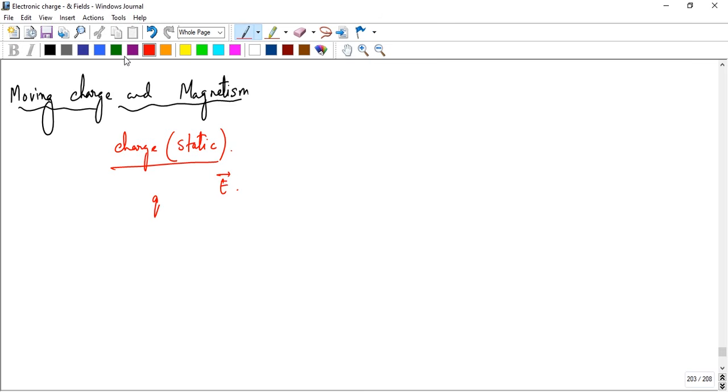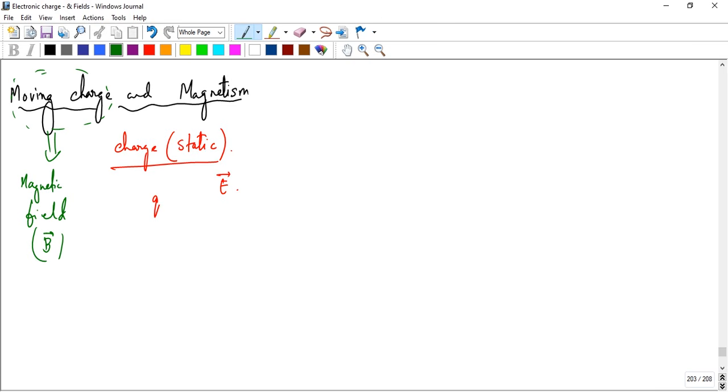Now here, the name suggests the moving charge. The charge is now moving. So a moving charge creates a magnetic field. That's the very important concept. We represent it by B, and similar to the electric field, it is a vector field.